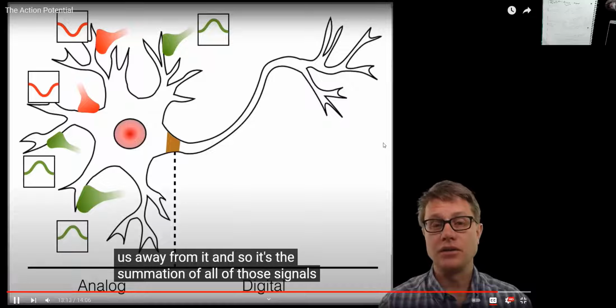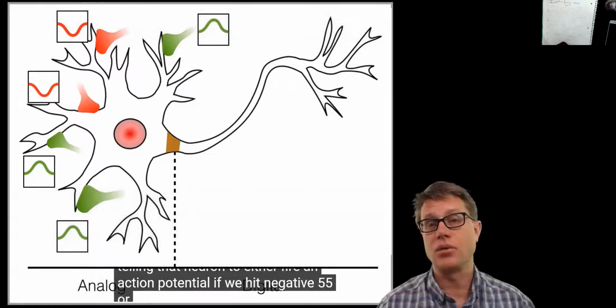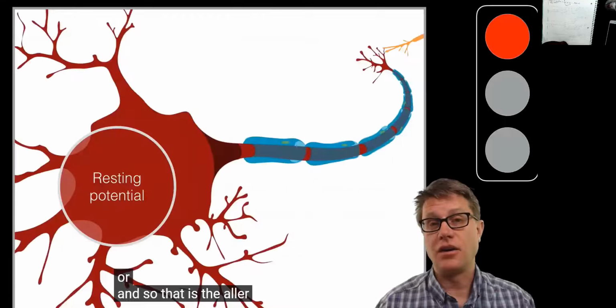Summation of all of those signals that's telling that neuron to either fire an action potential if we hit negative 55 or not. And so that is the all or none law.